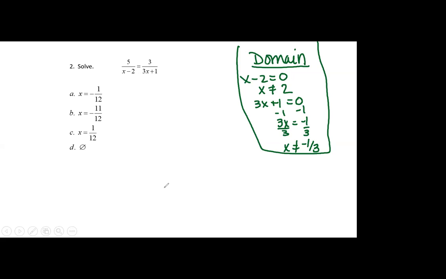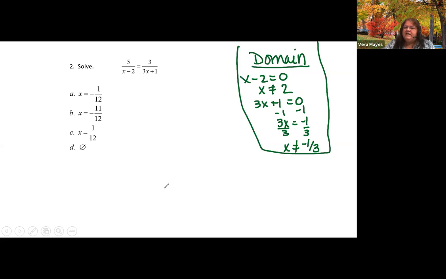Maybe factor out? Not yet. Anytime you see a fraction equal to a fraction, you're going to want to use that cross multiply strategy. So let me get a bar. You're going to want to multiply these two, and multiply this way, and you're going to set the green bar equal to the red bar. So we've got 5 times (3x plus 1) equals 3 times (x minus 2).